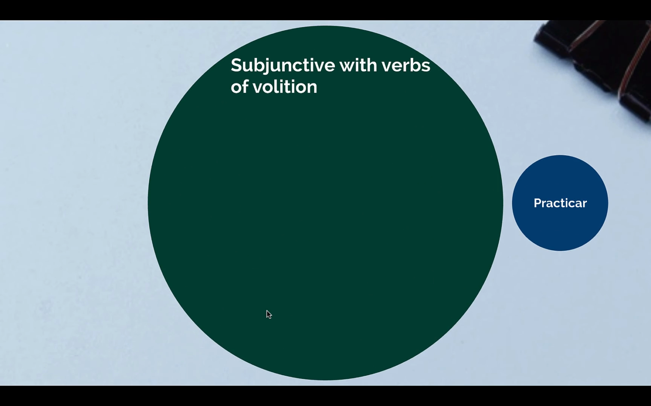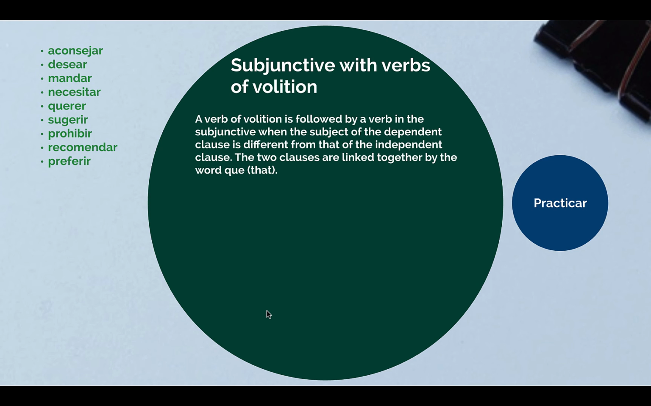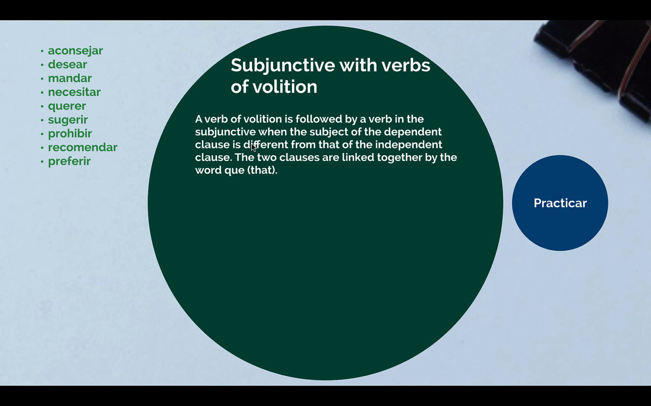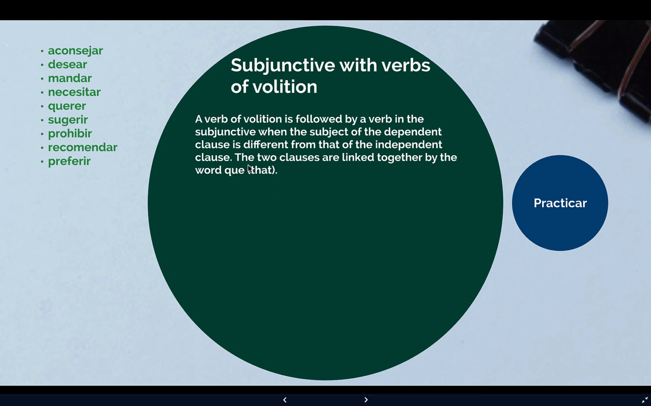Finally, subjunctive with verbs of volition. Here are some verbs that usually indicate that there is volition going on. Aconsejar, desear, mandar, necesitar, querer, sugerir, prohibir, recomendar, preferir. That's just a few of them. A verb of volition is followed by a verb in the subjunctive when the subject of the dependent clause is different from that of the independent clause. The two clauses are linked together by the word que.